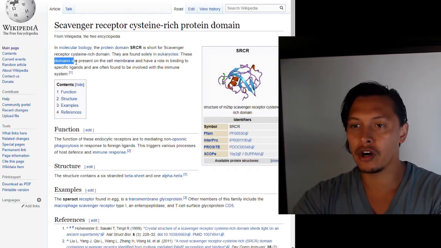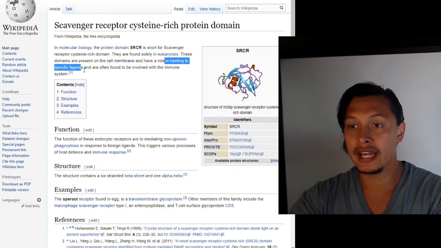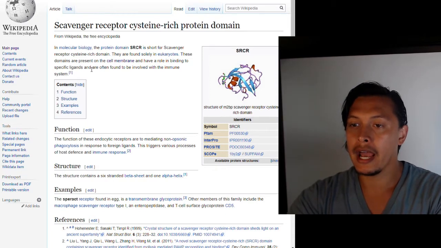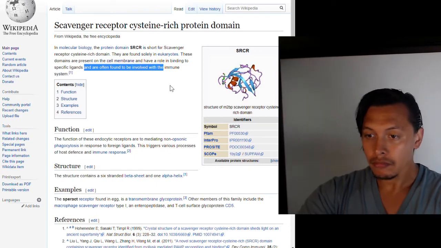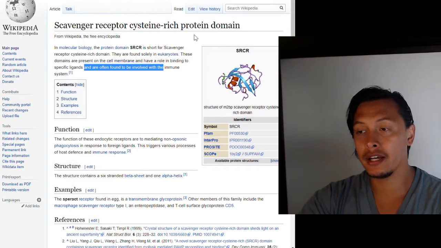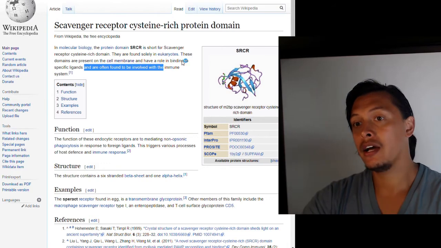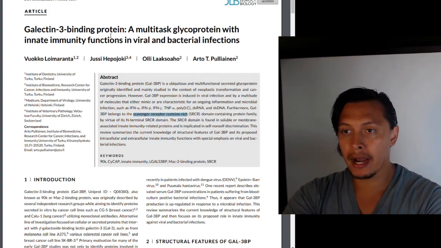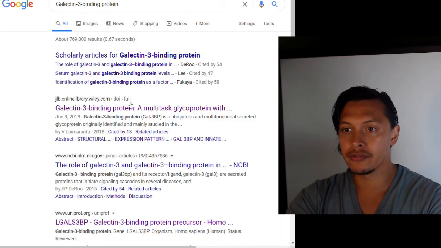And these domains are present on the cell membrane and have a role in binding to specific ligands, or things that are floating around in solution that will reach a receptor. And these are often found to be involved with the immune system. So just so you know, this is what this type of domain is, and there's a lot of variety in the amino acid sequences that can create this domain, but they are all related to each other. So this galectin-3 binding protein, I'll get a Wikipedia page for that as well.